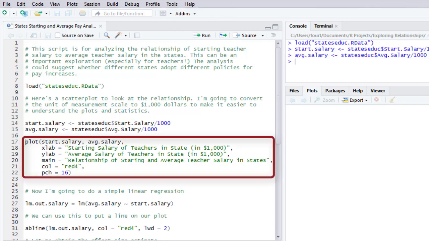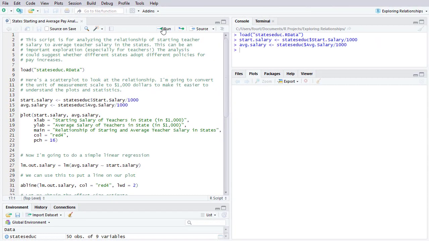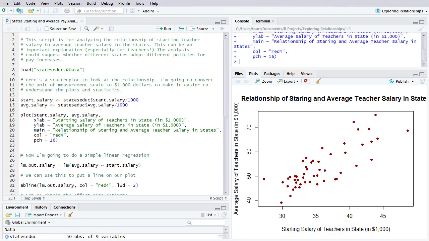Let's plot the relationship of starting and average teacher salary. It should not come as a surprise that what we see looks like a strong positive relationship. That is, states that pay a higher starting salary are also more likely to pay a higher average salary than those states who pay lower starting salaries. This doesn't necessarily reflect the policy and priorities given to education. It may, but it may also reflect different cost of living in different states.